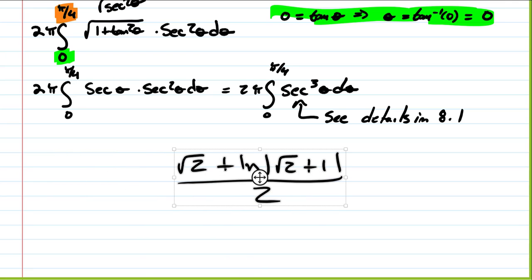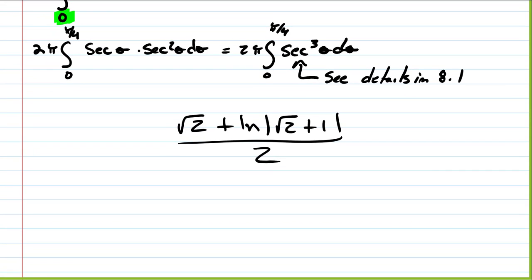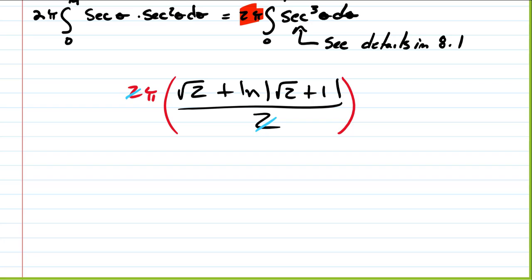We get this for the value of the integral, but then what else do we need? We need to bring our 2 pi down in front. So we bring our 2 pi down and multiply. Our 2's reduce out, and we get pi times that. So our final answer is pi times the square root of 2 plus the natural logarithm of square root of 2 plus 1. And that would be the surface area of that function.